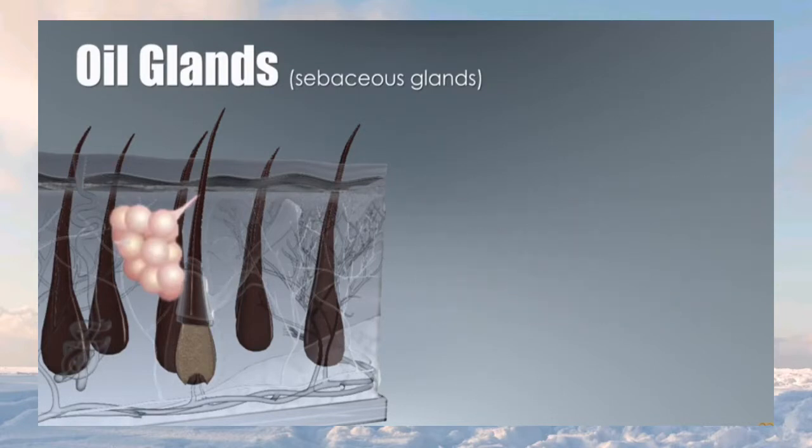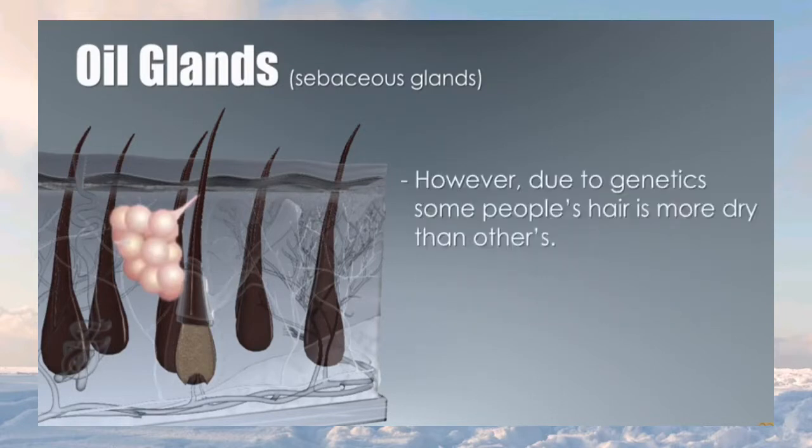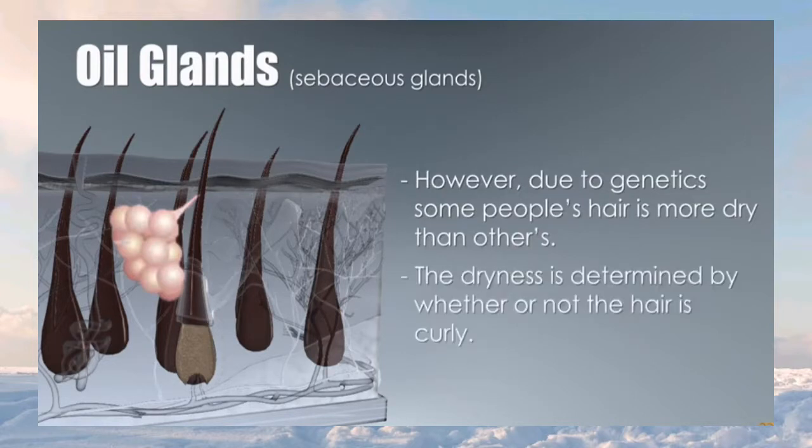However, due to genetics, some people's hair is more dry than others. The dryness is determined by whether or not the hair is curly. The curlier the hair, the drier the hair, even when the amount of sebum produced is the same.